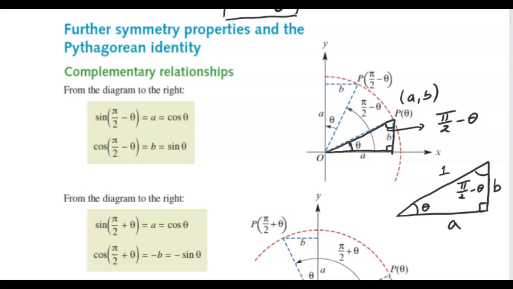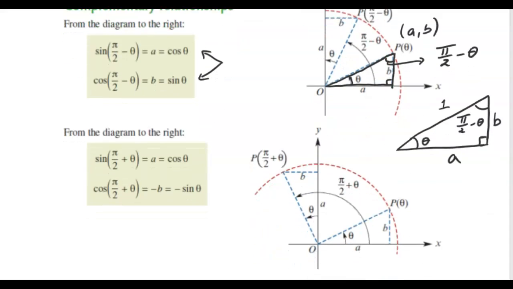So the sine of the complementary angle is equal to cos theta, and similarly the cos of the complementary angle is equal to sine theta, right? These are the two most important things we need to remember. Once we know these two, so sine of the complementary angle is equal to cos theta, cos of the complementary angle is equal to sine theta, we can basically figure out the following relationship.